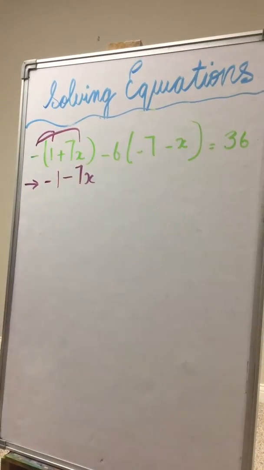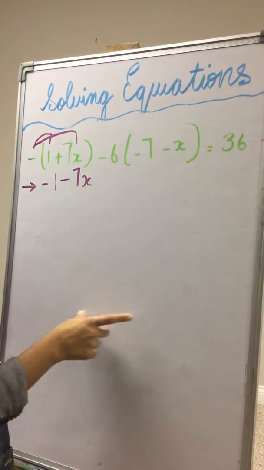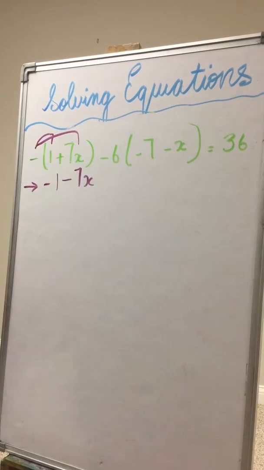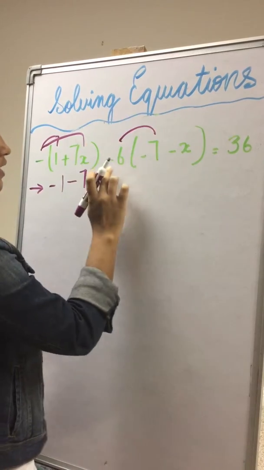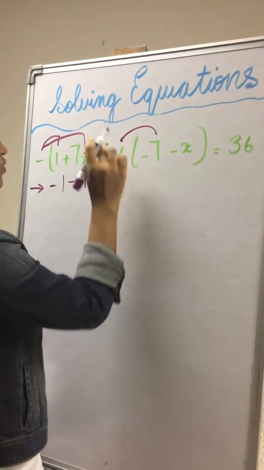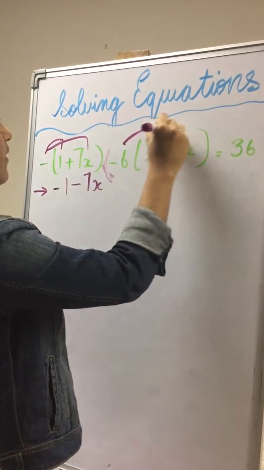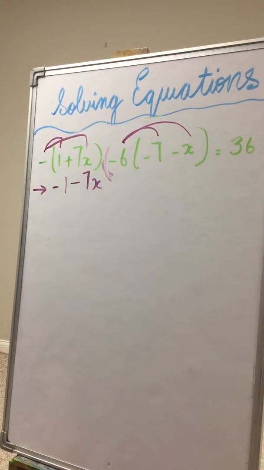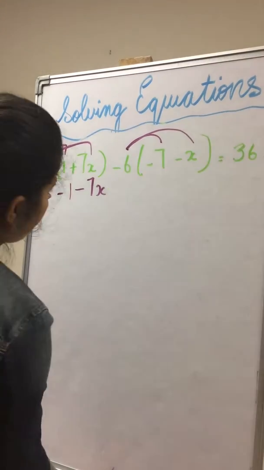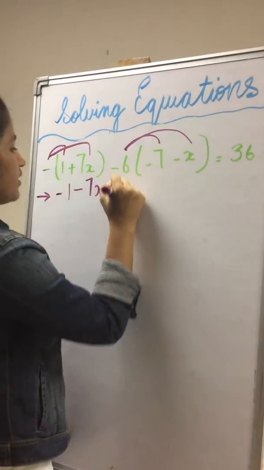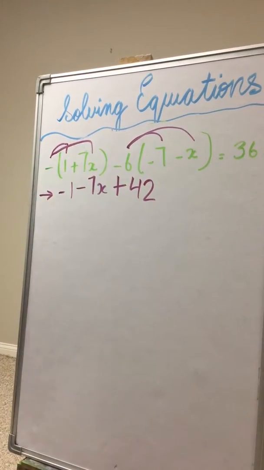Negative 6. So what many people do is they exclude the negative, so that's not going to lead us to the correct solution. You need to include the negative. So negative 6 times 7. Again, this negative 6 on the whole goes to negative 7 as well as x. So negative 6 times negative 7 is going to equal 42. So we're going to write positive 42. Negative negative makes a positive.